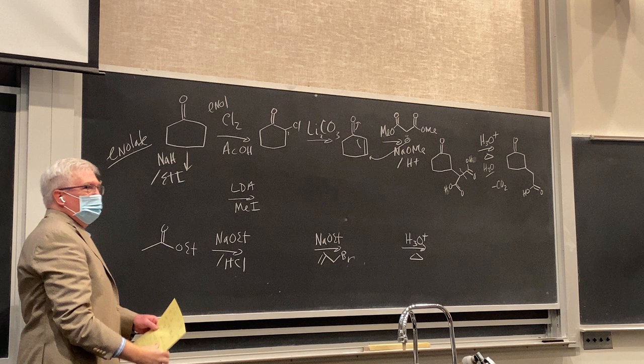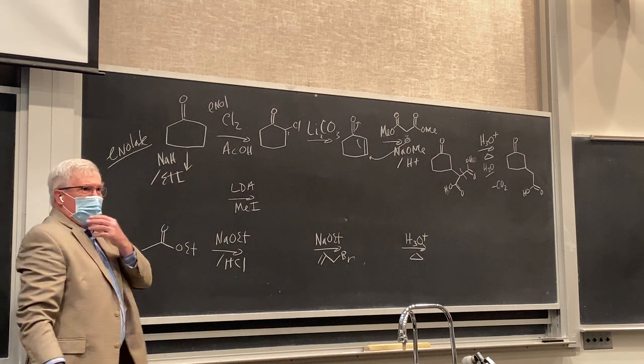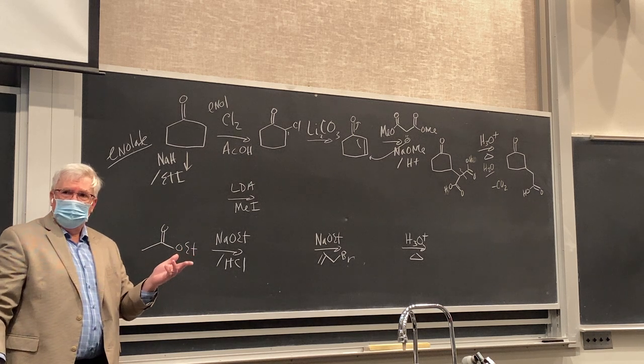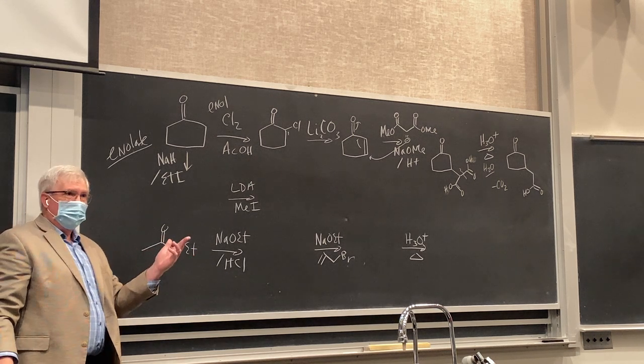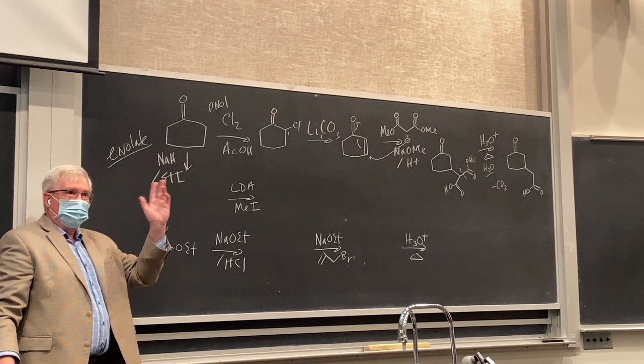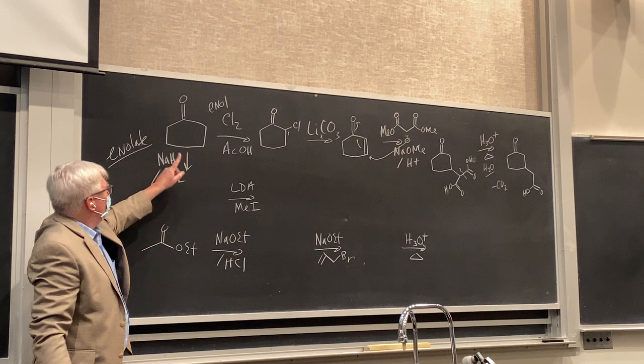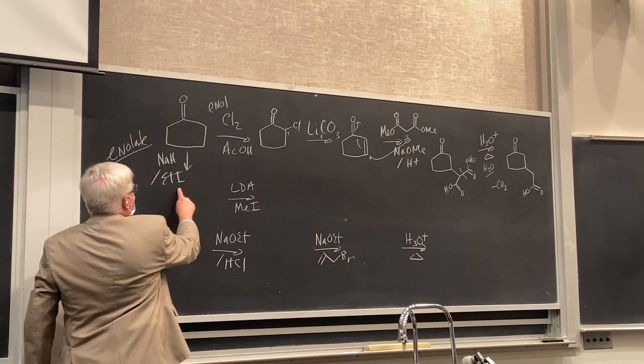Well, you've got a super strong base, right? Sodium hydride. The byproduct, the conjugate acid, will be hydrogen, H2. And that has a pKa of what, 38? Okay, very high, a super weak acid. So you know its conjugate base is super strong, okay? You can form the enolate, and then what?